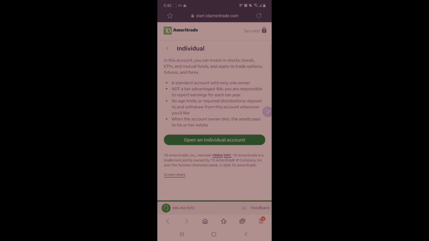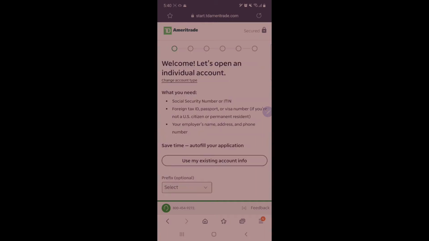It's not tax advantaged, so like it's saying here, you are to report earnings for each tax year. If you don't get any earnings, meaning you just hold the stocks, then you don't have to report and you don't have to worry about it. So that's great. I cannot speak English right now. That's why it's great to buy the stock, hold it for 10 years, let it go up, and then sell it once and not have to do all this intricate day trading.